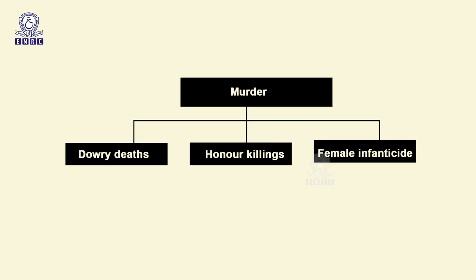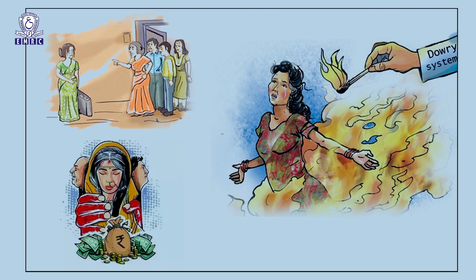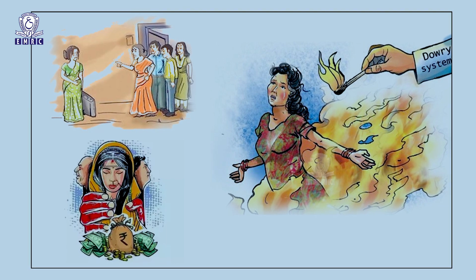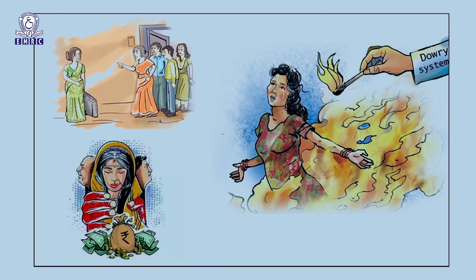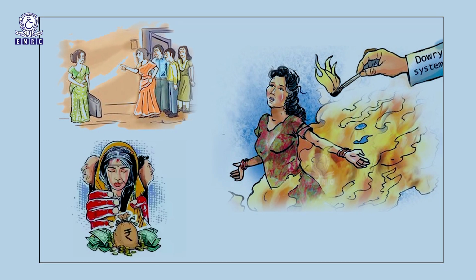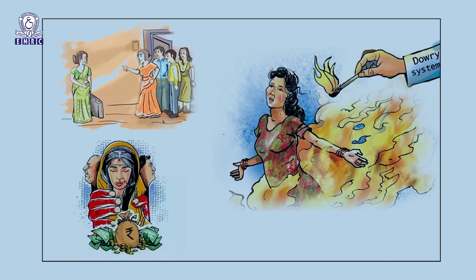Murder includes three aspects, that is dowry deaths, honor killings, and female infanticides. Dowry death: dowry deaths are deaths of married women who are murdered or driven to suicide by continuous harassment and torture by their husband and in-laws over a dispute about their dowry, making the women's homes the most dangerous place for them to be. Dowry deaths are found predominantly in India.